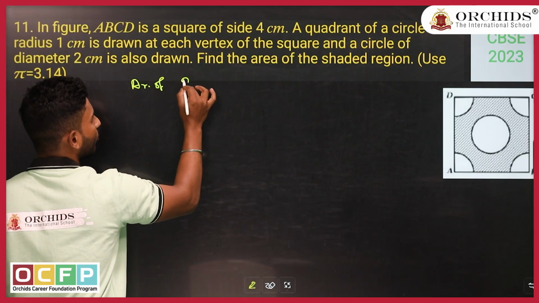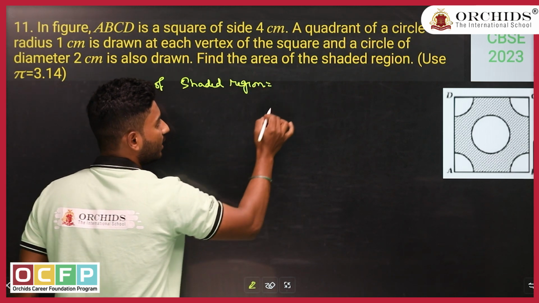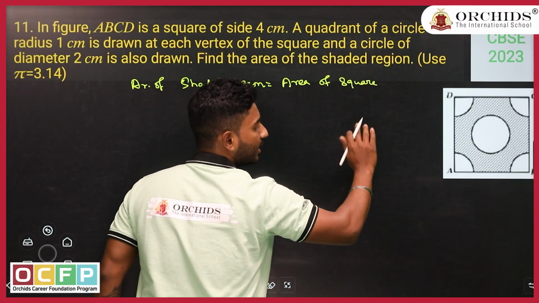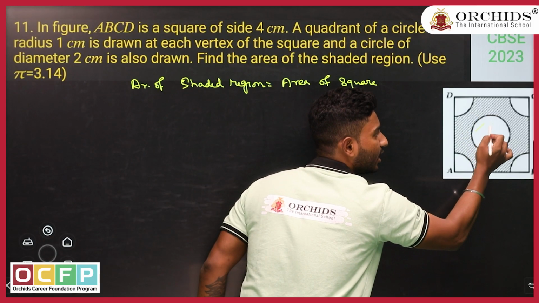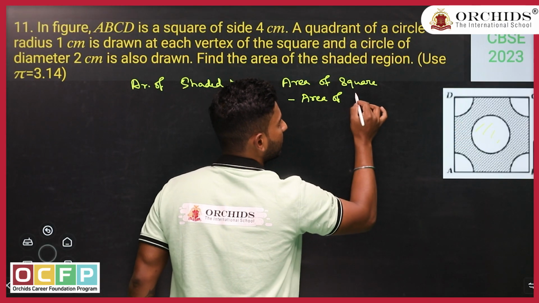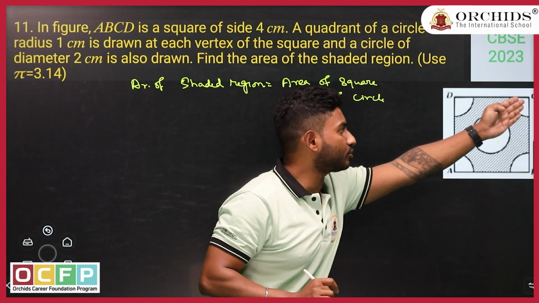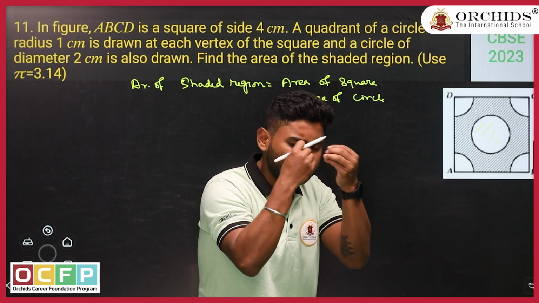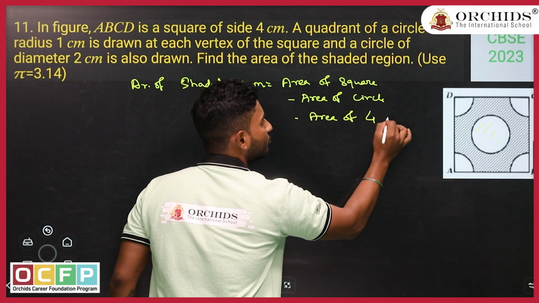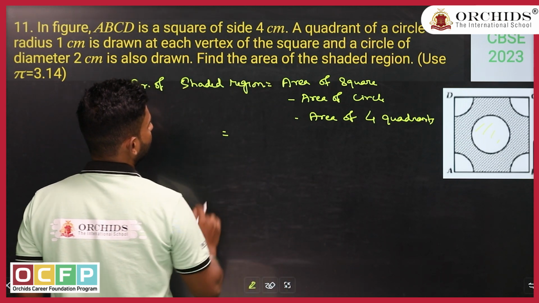So to find out the area of the shaded region, area of shaded region is equal to area of square, area of the whole square minus area of this one circle minus area of this quadrant, 4 quadrants. Together I will just consider it to be one circle only. So area of 4 quadrants together I will consider. Okay. Now I'll just put the value.